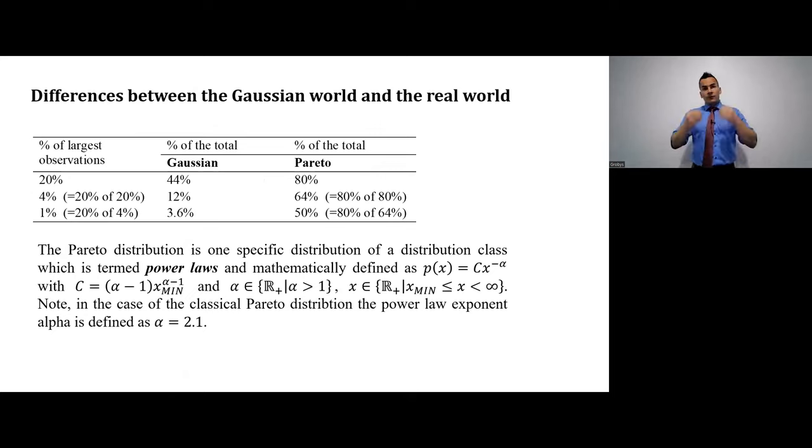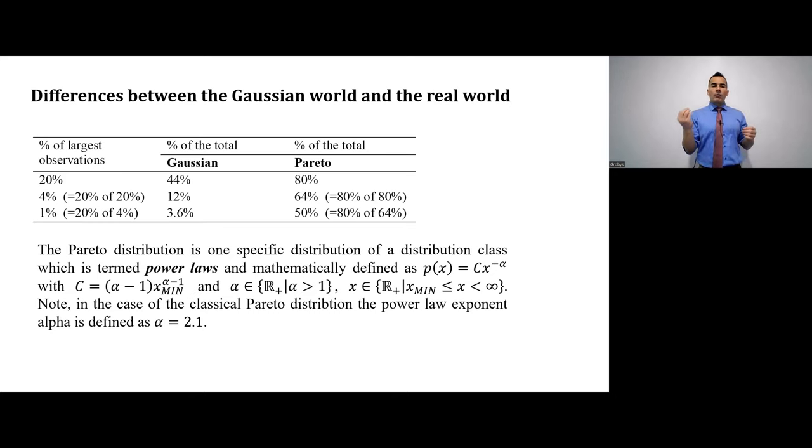So this brings us to the next point. What are the differences between the Gaussian world and the real world? Here, I have given you a simple table. You see the Gaussian distribution and the Pareto distribution, which we compare here in this table. We said already that if you consider the Gaussian distribution, 20% of the largest observations correspond to 44% of the cumulative total. If we have the Pareto distribution, it's 80% of the cumulative total. Now we can ask ourselves, okay, what about the 20% of largest observations of the 20%? So now we have 20% of 20%, so it's 4%. So what about the 4% of largest observations?